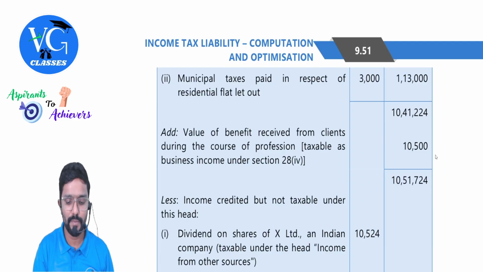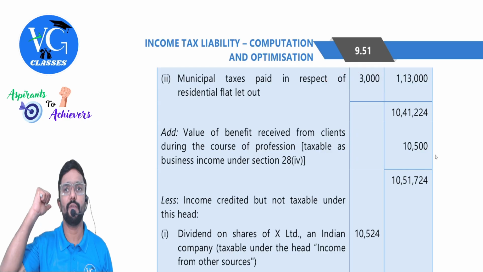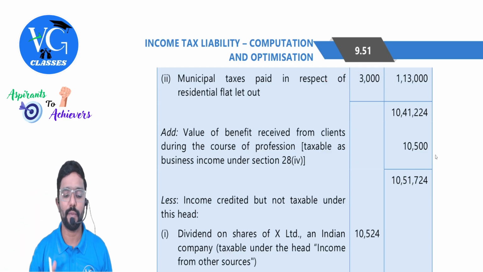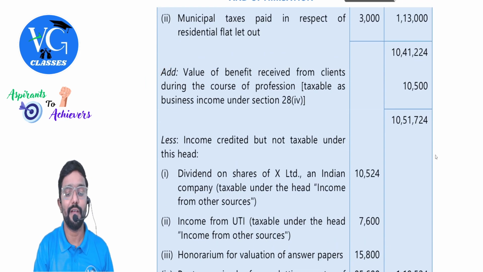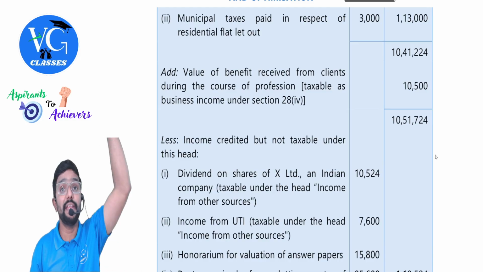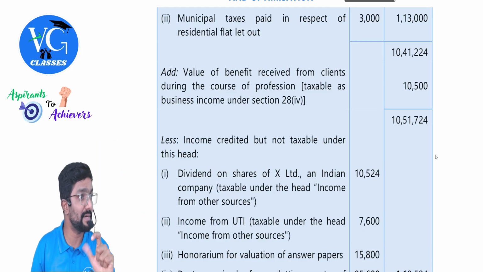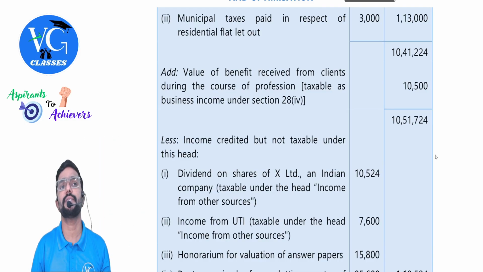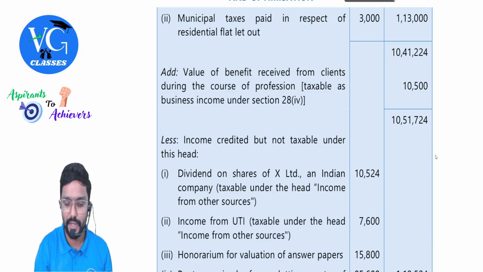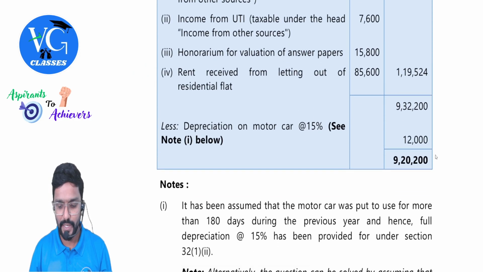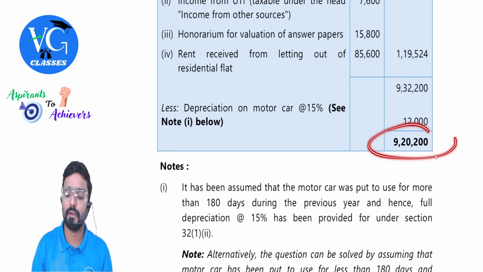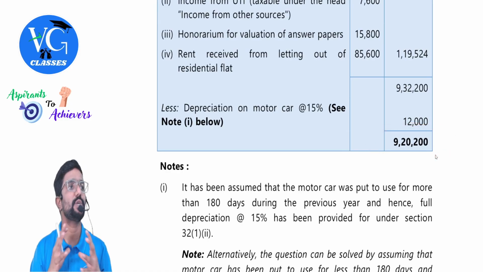Then coming to this, municipal tax paid in respect of residential flat is also disallowed. We claimed it while computing the income from house property. Next, they have given in the additional information value of benefit received from clients not covered in income and expenditure account but given in the adjustments. So should we add this? Yes, because it is taxable under the head PGBP. You need to add it. Okay, sir. So finally, you will get income from business or profession. How much? 9,20,200.